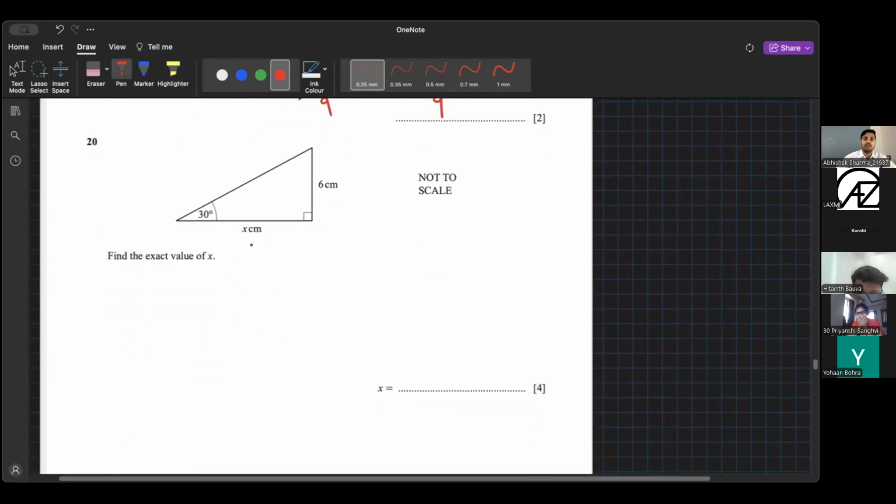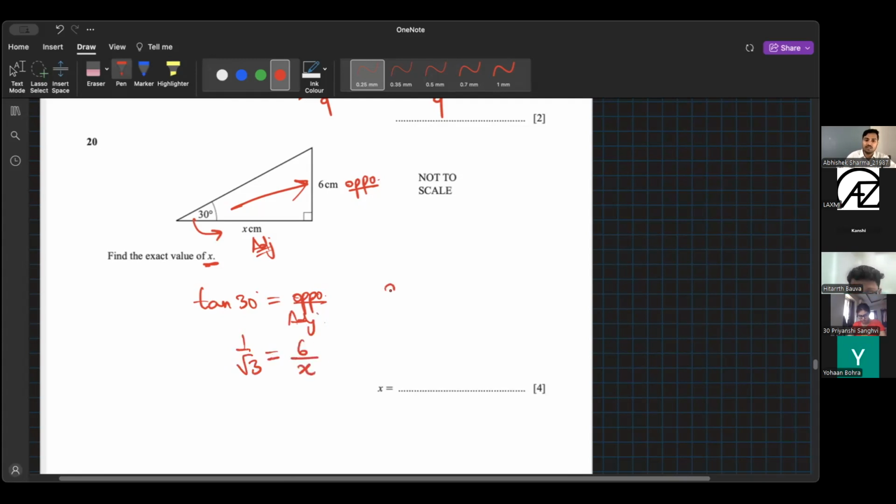Next, question number 20. It says find the exact value of x. X is the adjacent side. The perpendicular or the opposite side is known to us, and the adjacent side is unknown. So we can use tan theta, tan 30 degree, which is equal to opposite upon adjacent. Tan 30 is 1 upon root 3, which is equal to opposite, that is 6, upon adjacent, that is x. So x will be 6 root 3.